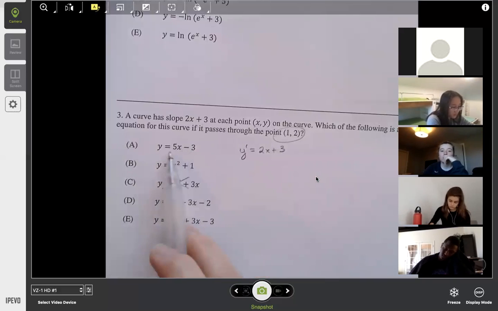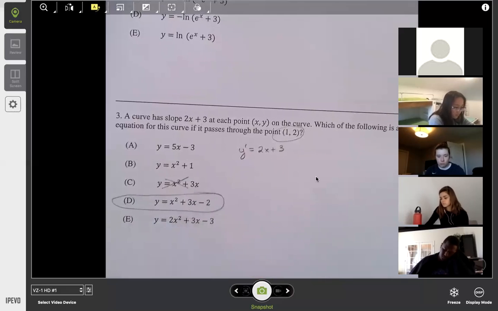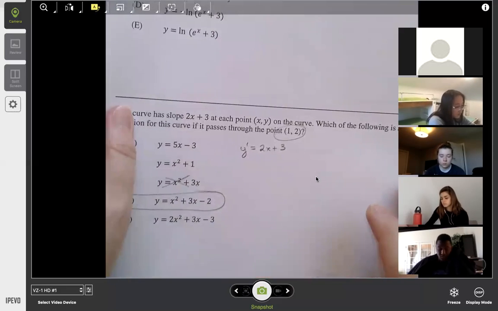When you take the derivative of this, do you get 2x plus 3? No. Here you get just 2x. How about D? You would get 2x plus 3. On E, you would get 4x plus 3. So this is the answer. So it might have been easier on this one to ignore the initial condition and just say, oh, the derivative is 2x plus 3, because that's a fairly simple derivative.